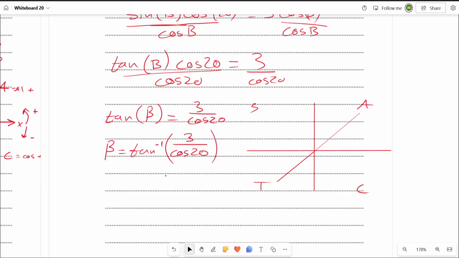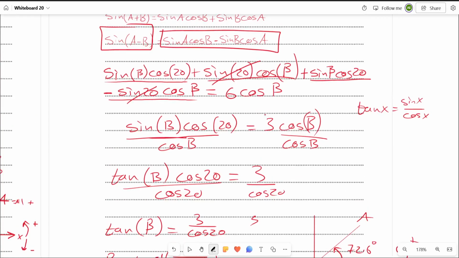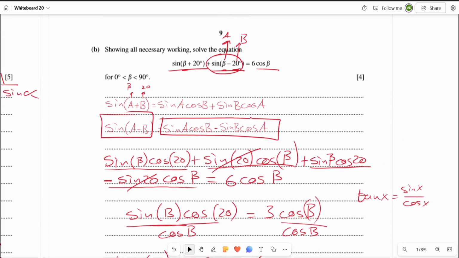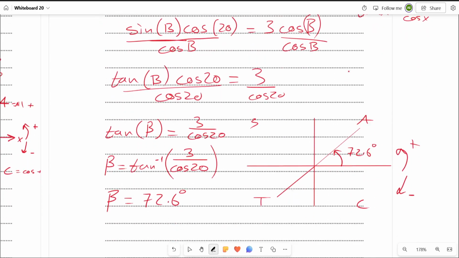So if we do shift tan of 3 over cosine 20, that is going to be beta equals 72.6 degrees. So this first principal solution is 72.6 degrees. It's positive, that's why I moved counterclockwise. Okay, now what is my range over here? The range was 0 to 90. So beta must be between 0 and 90. So my first solution is accepted, in my range.